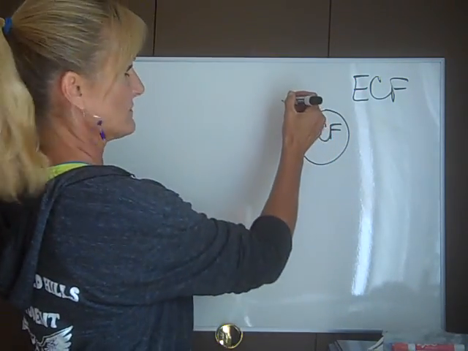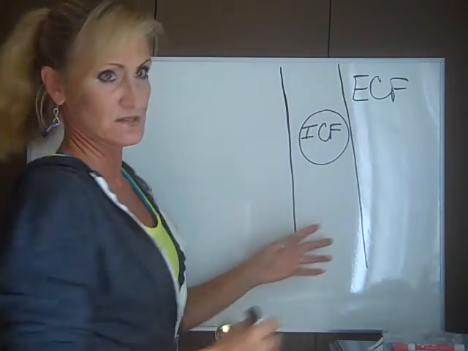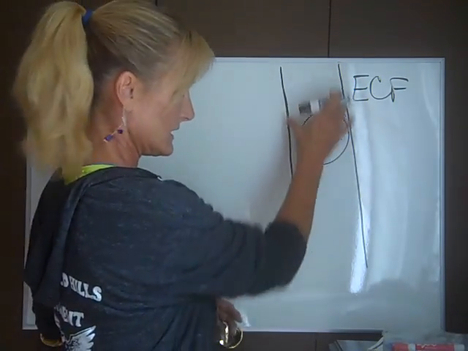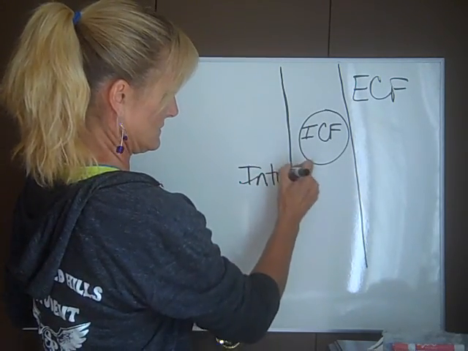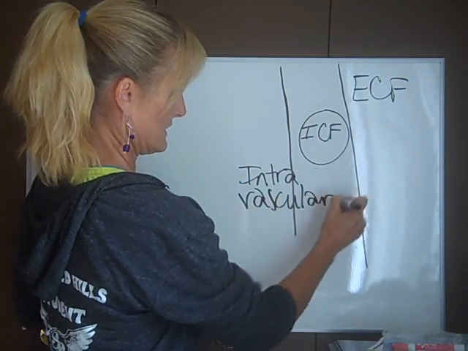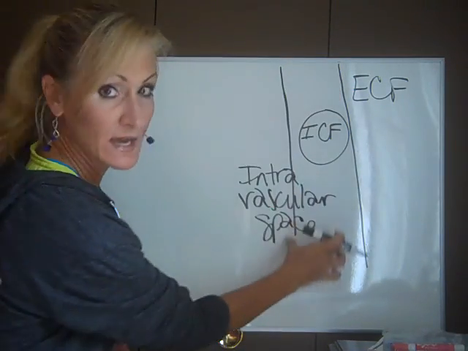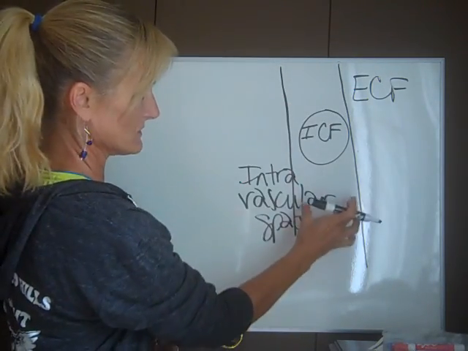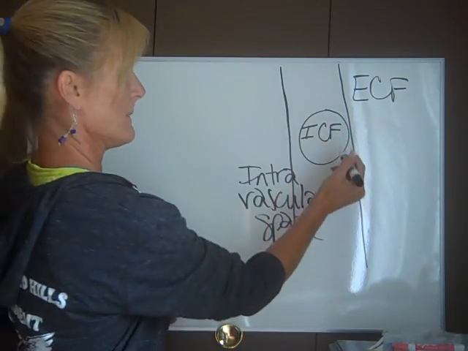Beyond that, you have vessels. So these are blood vessels. Within the vessel, you have what's called your intravascular space. Your intravascular space is going to be inside these blood vessels. And inside the vessel, you also have red blood cells, which are the cells inside the vessels.